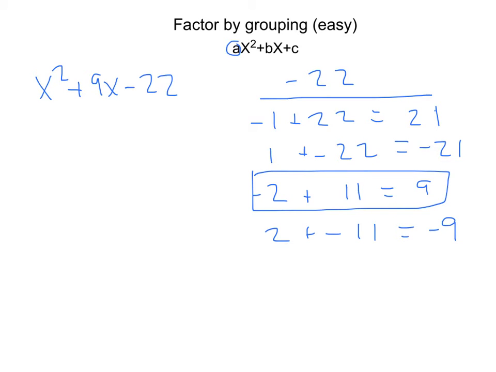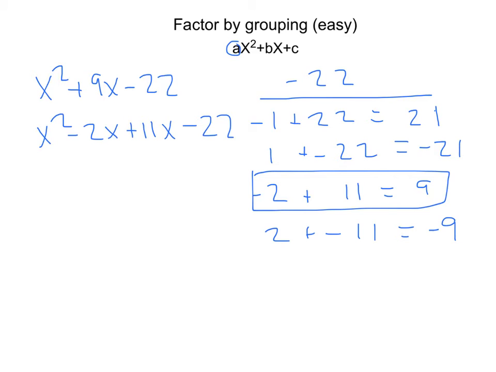So we're just going to say x squared minus 2x plus 11x minus 22. And like I said, you want to check and make sure that these two right here are in fact going to add up to be your 9, so you're not actually changing anything about the problem. You're just rewriting it so we can do our grouping.